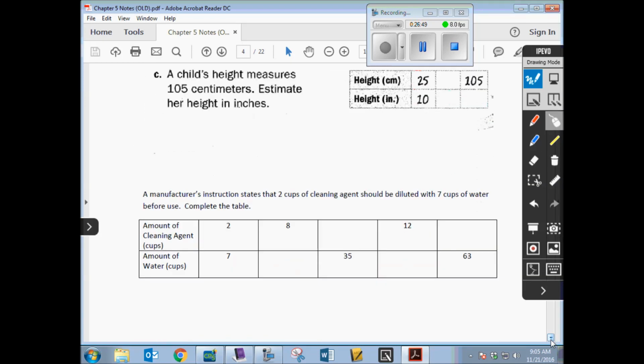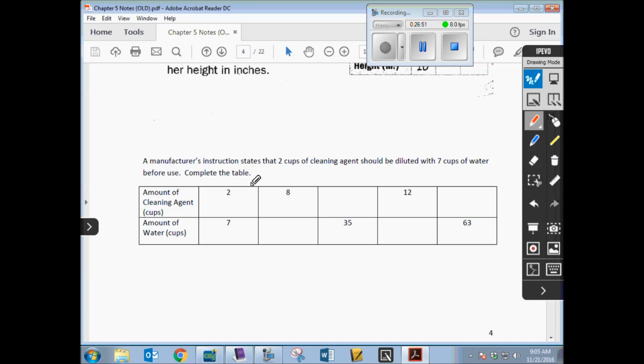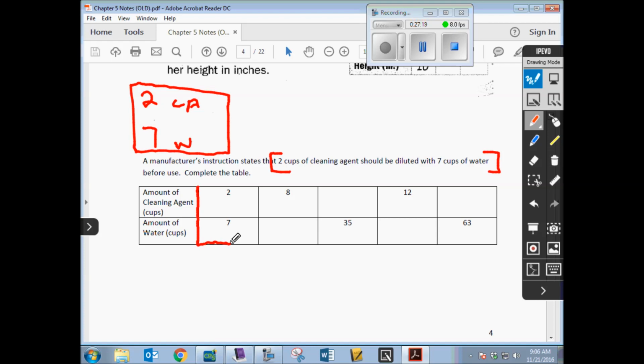Okay, and here we go. Here's a little ratio table, like completing the table. A manufacturer's instructions states that 2 cups of cleaning agent should be diluted with 7 cups of water. So should we do edge pieces? You're darn right we should. So this is going to be 2 cups of, maybe you put CA for cleaning agent, and then 7 cups of water. Or you could put C or W, however you do it, just as long as you know what the difference is. Okay? So we can see right there is our fake ratio, right, everybody?